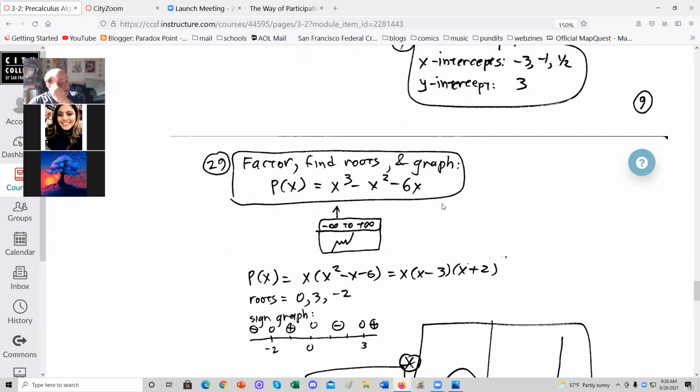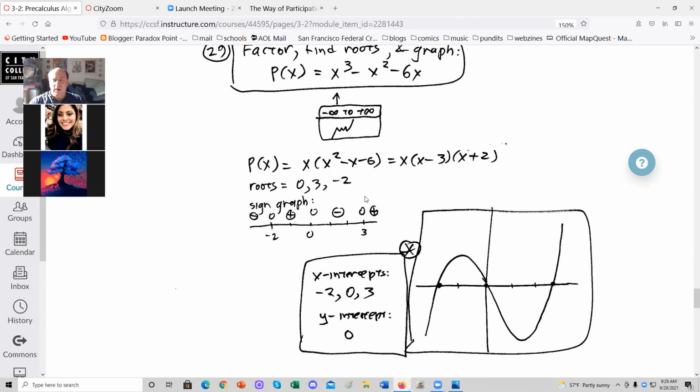Here they ask to factor, find roots and graph x cubed minus x squared minus 6x. Because it's 1 times x cubed, it goes from negative infinity to plus infinity. All right, now let's start factoring it. A common factor of x comes out. P equals x times (x squared minus x minus 6). Then using the usual PQ method for this quadratic, that factors into (x minus 3) times (x plus 2). So P equals x times (x minus 3) times (x plus 2).